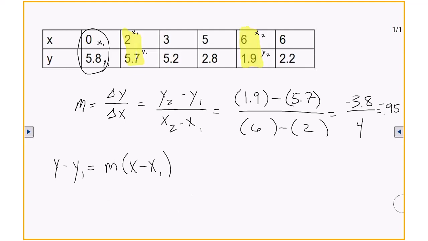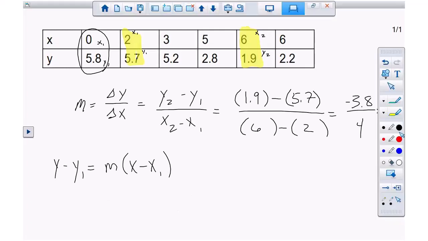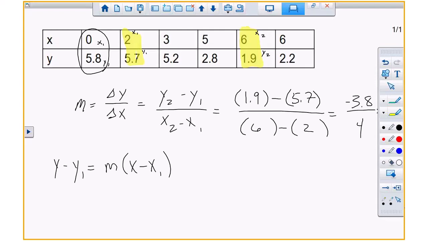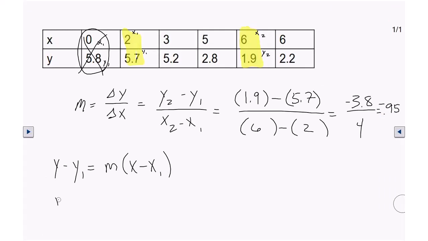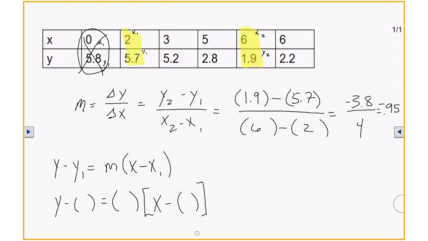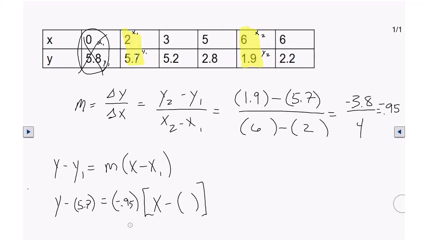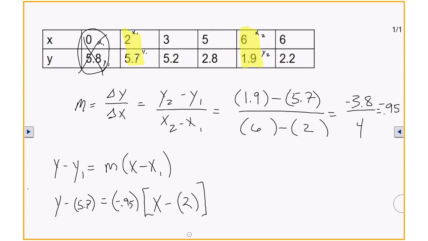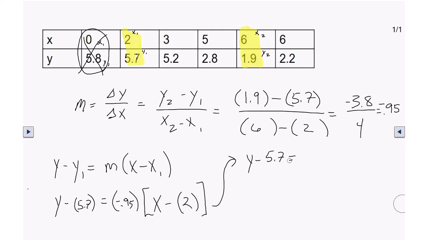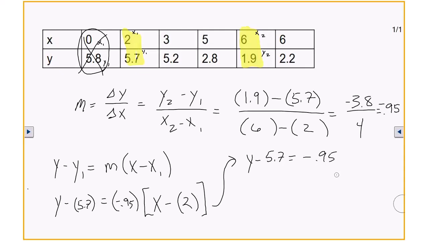Now, why did they pick 5.7 and 2? Smaller numbers. Not by much, but they're smaller. So don't pick that. It's not a straight line. y minus parentheses is equal to parentheses times x minus parentheses. And this is going to be x sub 1, y sub 1. So 5.7 and negative 0.95 and 2. And that's going to give us y minus 5.7 is equal to negative 0.95 x.